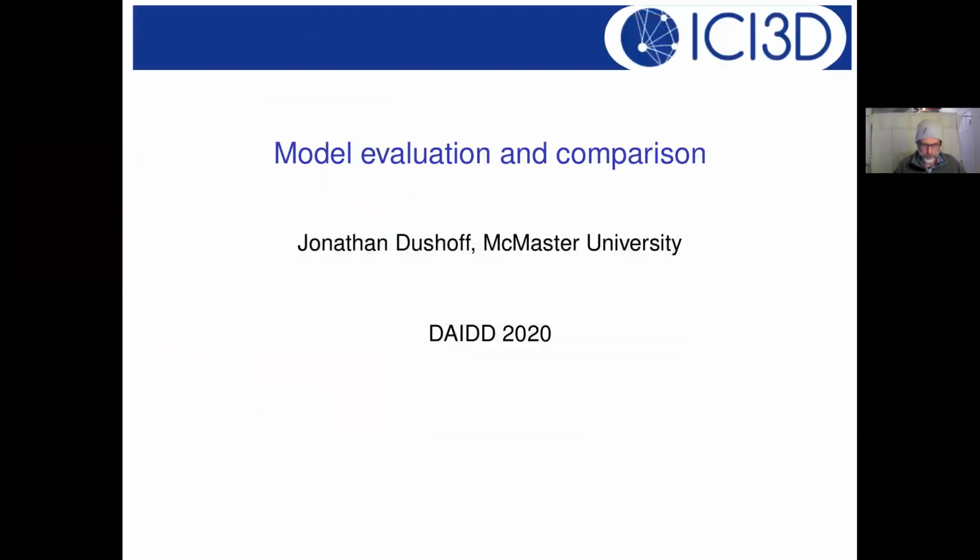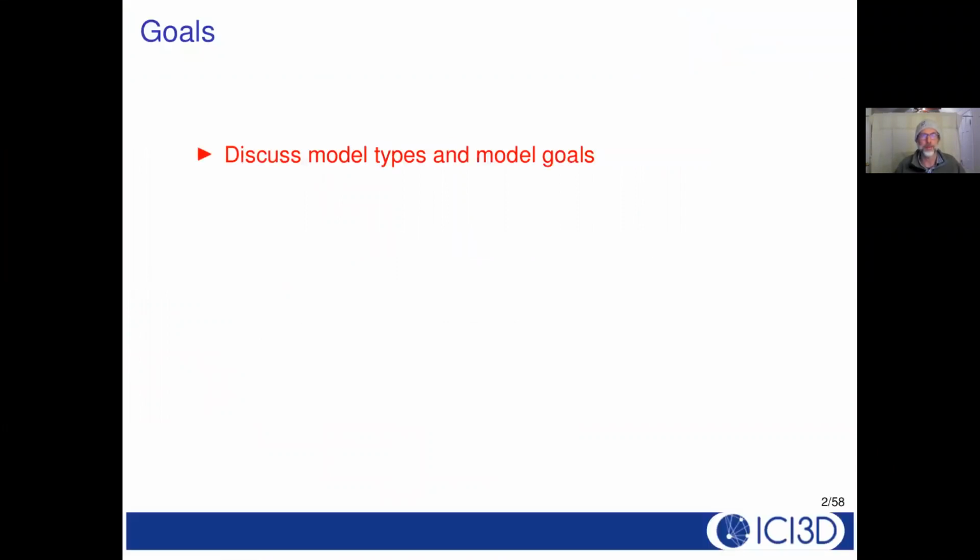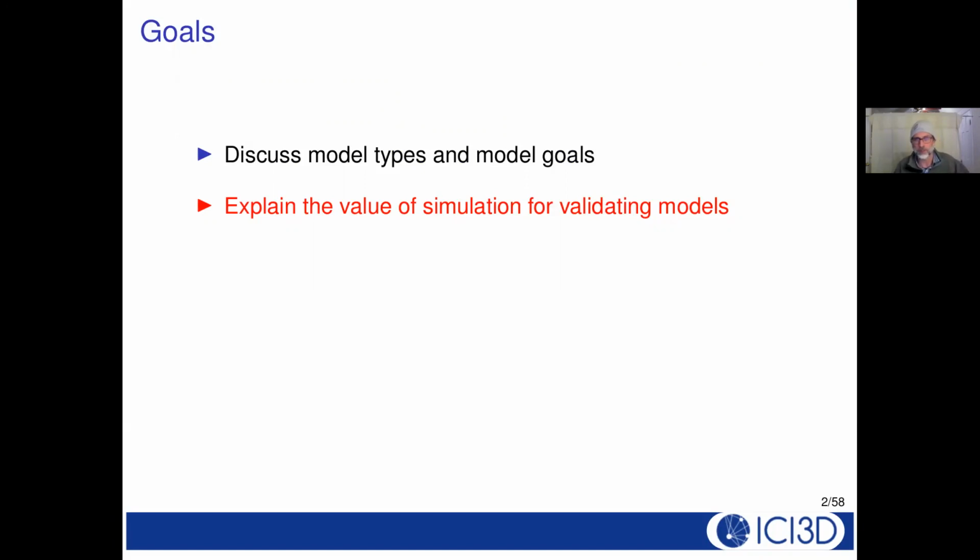So as I said, I'm talking about how we evaluate and compare models. And I'm going to do that by first talking about model types and model goals. The way we evaluate a model is going to depend on what we're trying to use the model for. I'm going to talk about what I feel is the really exciting idea of using model worlds and simulation to validate models and to validate specifically methods of fitting models. Because in a model world where you can do simulation, you can test your model fairly rigorously.